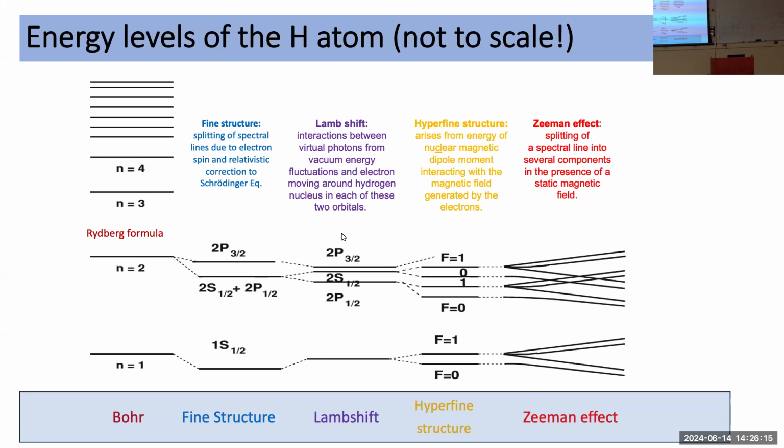Then as the next thing, you have the hyperfine structure, which arises from the energy of the magnetic dipole moment of the nucleus interacting with the magnetic field generated by the electron. And when you then apply in addition a static field, you get the so-called Zeeman effect. So these ground state splittings then split up further depending on the spins.